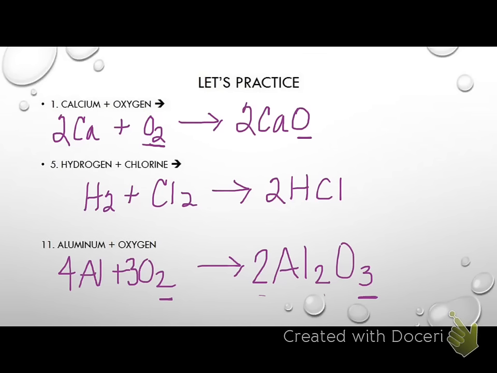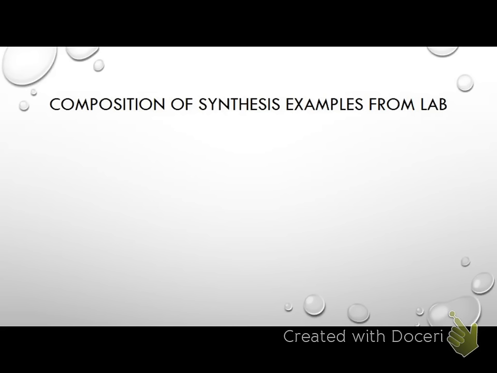what they can make. Okay, make sure you're using the list of things that I gave you to predict. Okay, so now we're going to talk about the lab a little bit. Okay, these are some examples from the lab. Okay, there was actually quite a few synthesis examples from the lab. I will tell you that the ones that we did that were synthesis, so that you'll make sure you understand that, was when we burned magnesium. So burning magnesium.